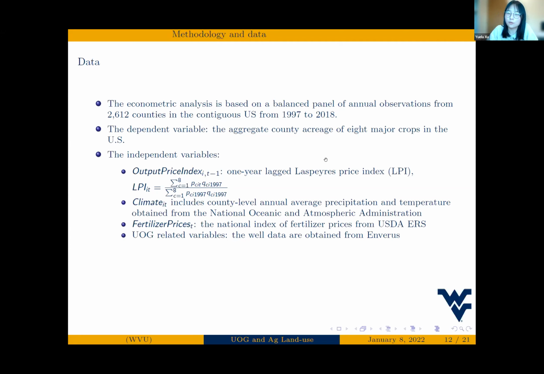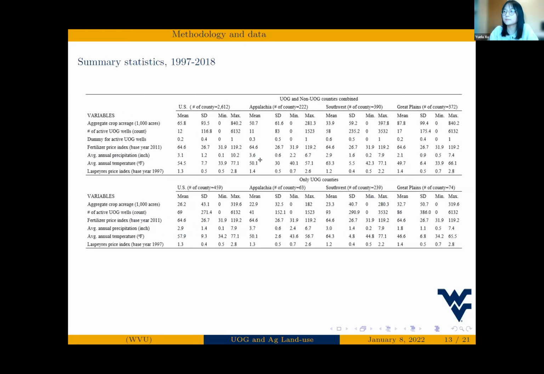For the level of UOG development, we measure it using the number of active UOG wells. Both oil and gas wells are included in the analysis. The well data were obtained from Enverus, formerly known as Drilling Info. Here are the summary statistics. Heterogeneity in crop production and UOG development across regions is evident.